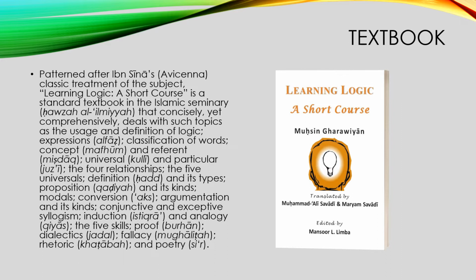kullī and particular, juz'ī, the 4 relationships, the 5 universals, definition or ḥadd and its types, proposition or qaḍiyah and its kinds, modals, conversion or acts, argumentation and its kinds, conjunctive and exceptive syllogism, inductive or istiqrā and analogy or qiyās, the 5 skills, proof or burhān, dialectics or jadal, fallacy or mughāliṭah, rhetoric or khaṭābah, and poetry or shi'r.